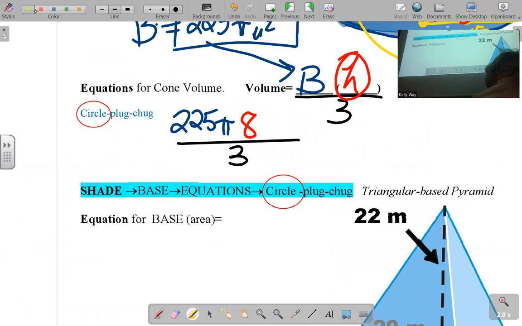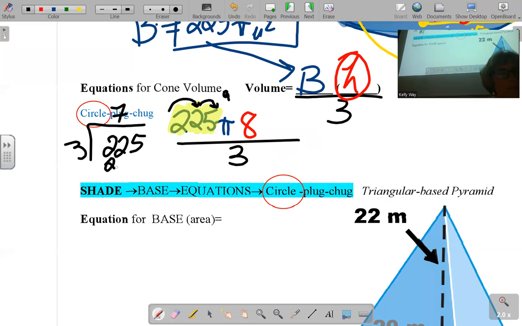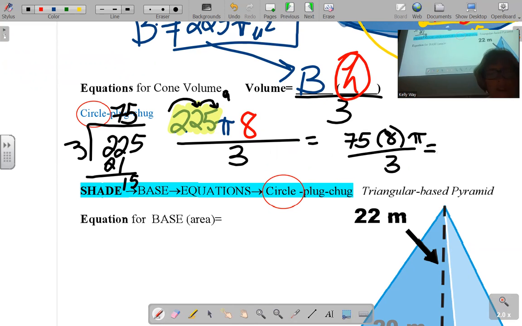Students, a lot of you might not recognize 225 is divisible by 3, but it is. This is how you know. We're going to add left to right. What's 2 plus 2? 4. Plus 5 is 9, divisible by 3. So is 225. How do you figure all these math tricks? That should have been taught to you in elementary school. But if not, so we have 75 times 8 times pi over 3.